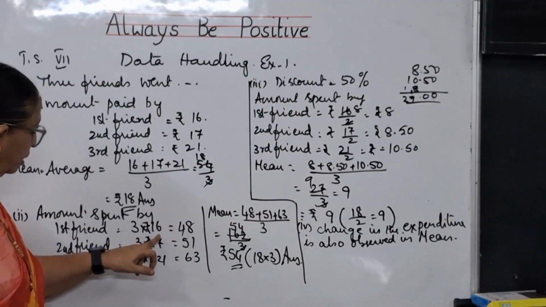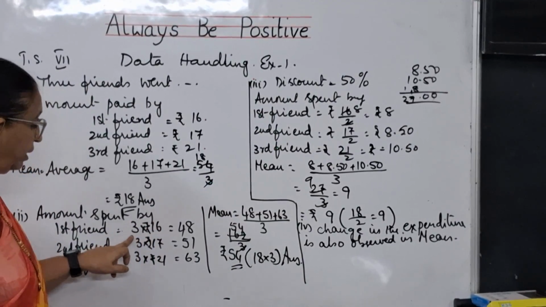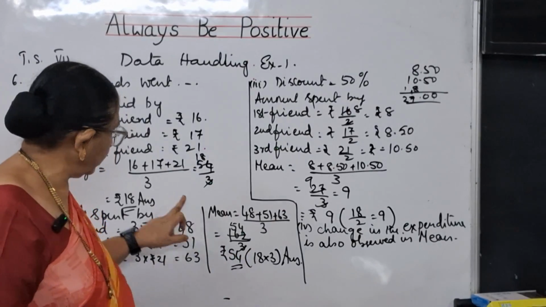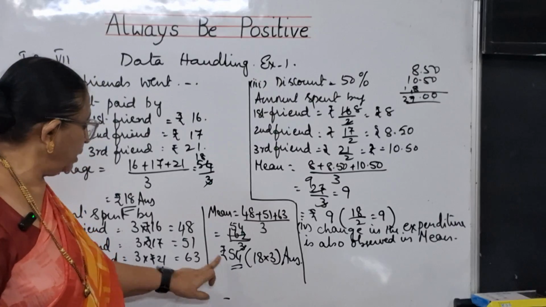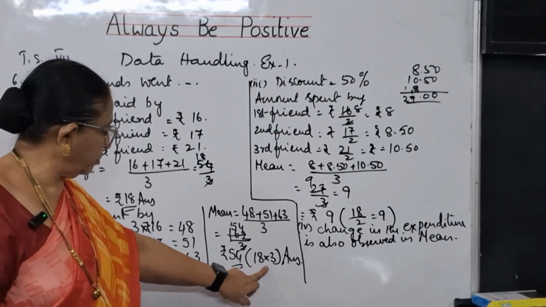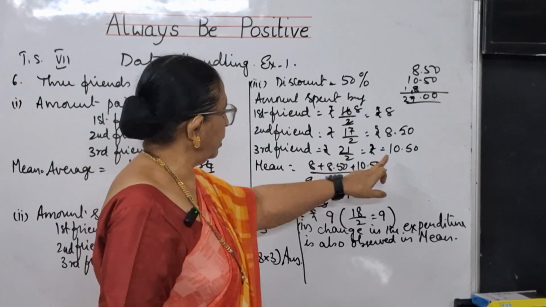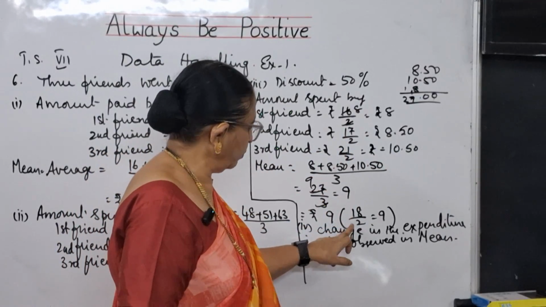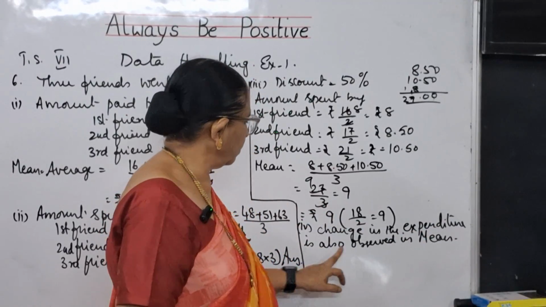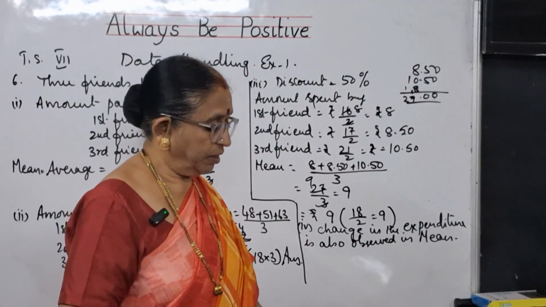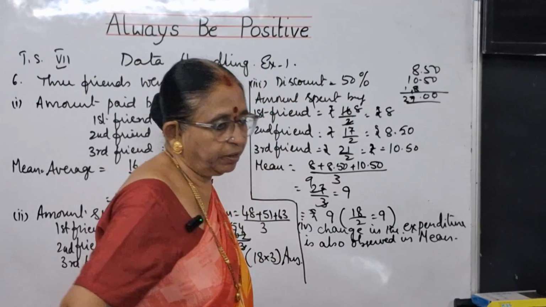Here each of the observation or each cost is multiplied by 3. So here the original mean that you have got, 18 rupees, is multiplied by 3. Each one is multiplied by 3 means this is also multiplied by 3. Here each one is divided by 2 means the original value is divided by 2. So change in the expenditure is also observed in mean is the solution for the fourth bit, children. Please note it down.